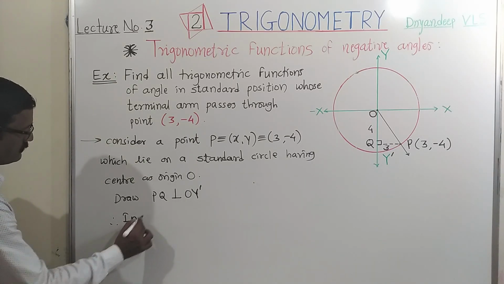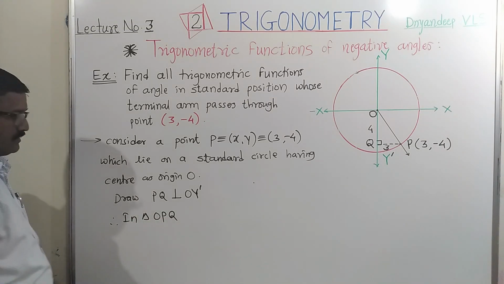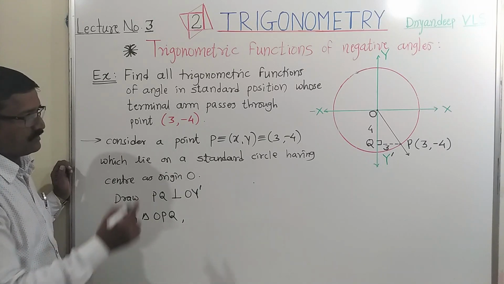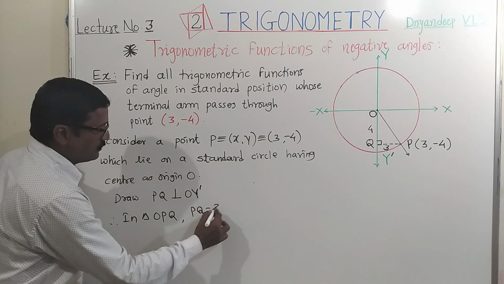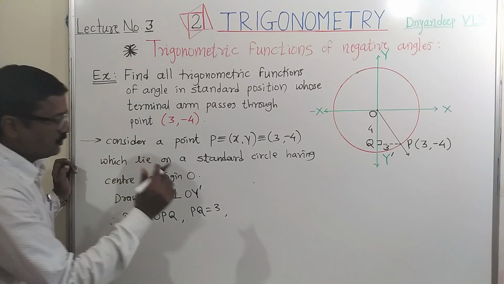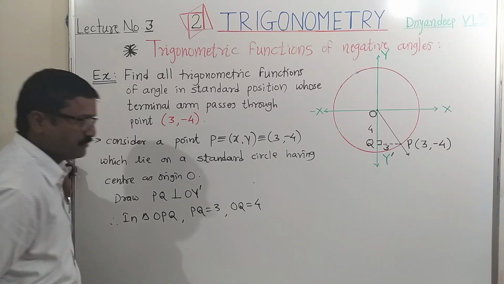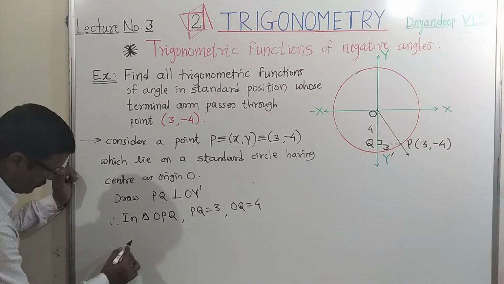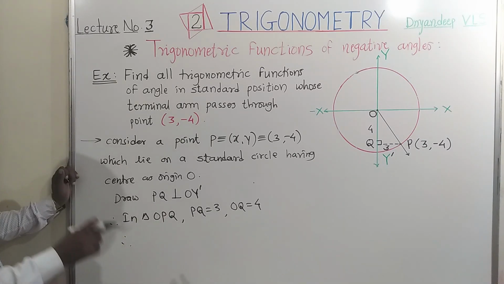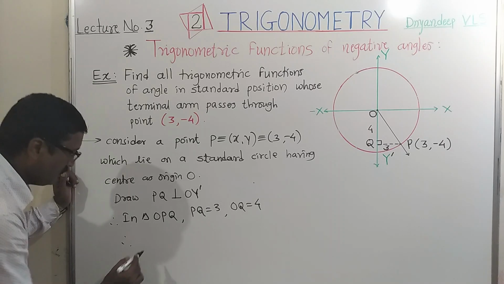in triangle OPQ, what is it? PQ is equal to 3 and OQ is equal to plus 4. Okay. Therefore, as PQ equal to 3, OQ equal to 4, but point P is this.